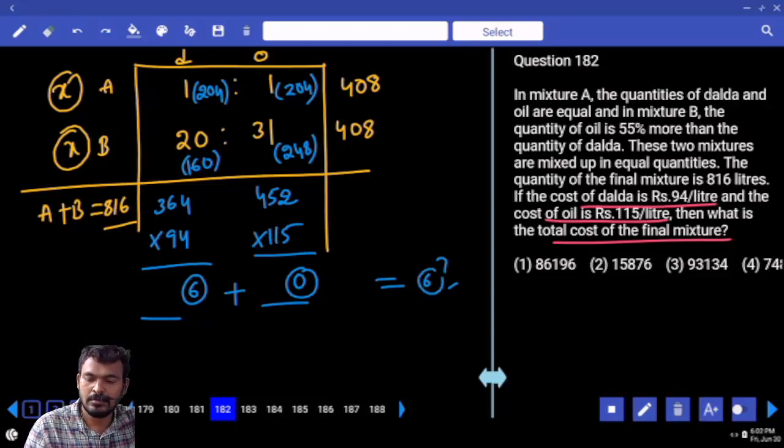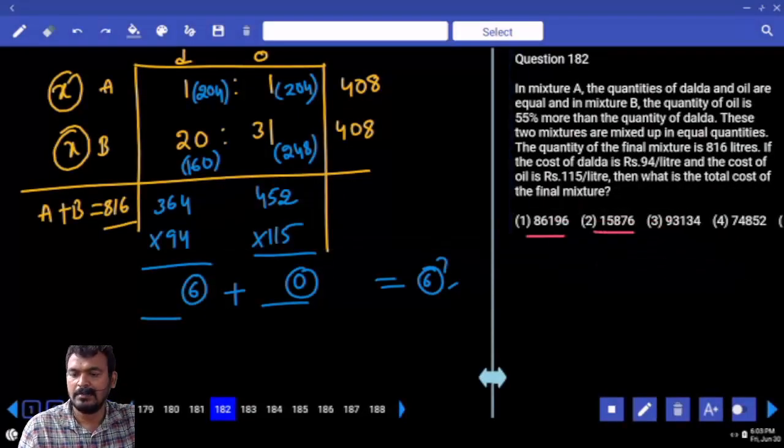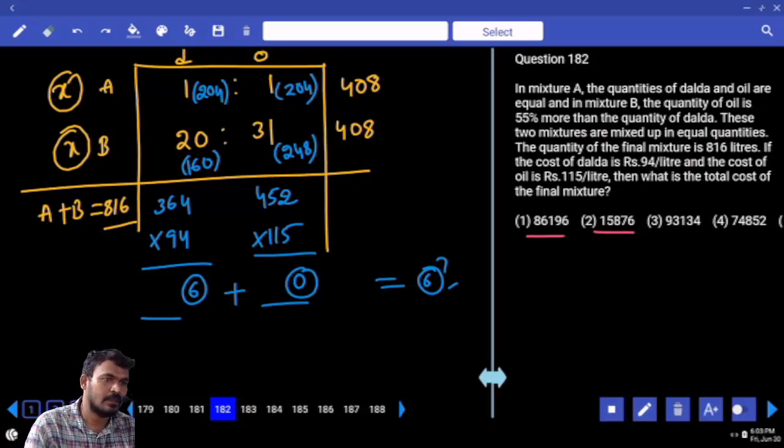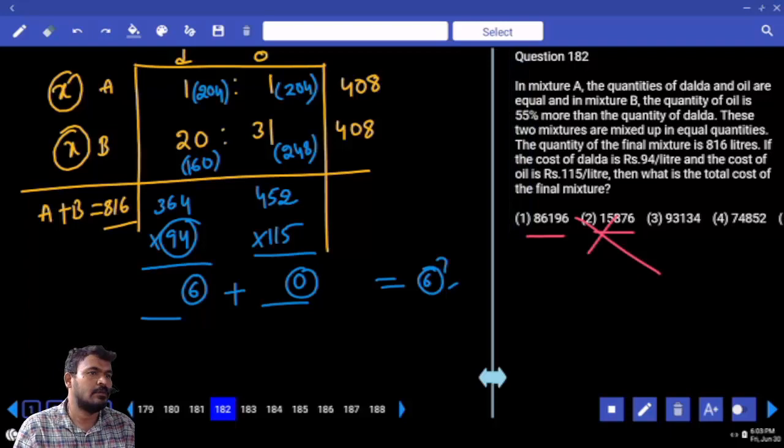How many options end with 6? 2 options, the first option and the second option. 364 into 94 is nearby 36,000. 94 is considered as 100 times. So 364 into 94 is less than 36,000, but nearby 36,000. Out of the two values, one value is nearby 36,000, so together the total must be more than 36,000. Then is the second one possible or the first one? First one.